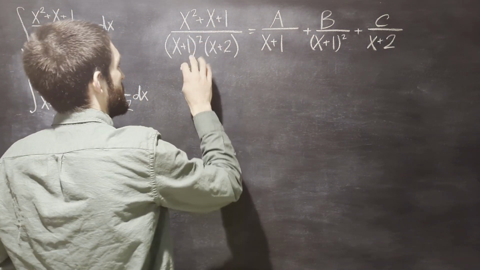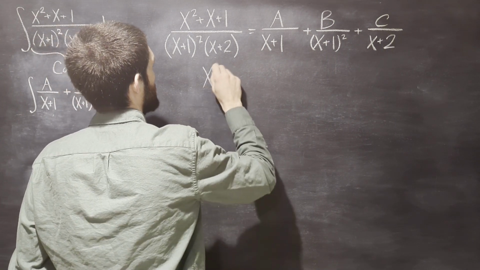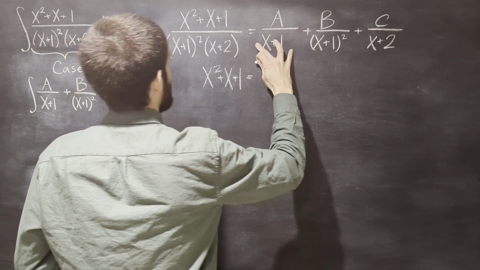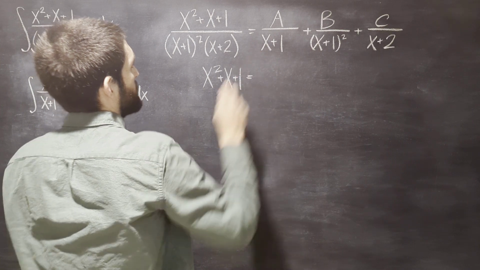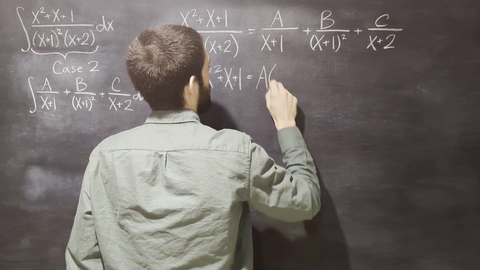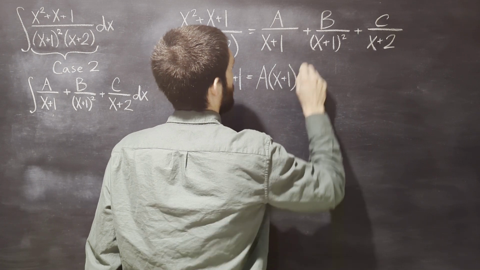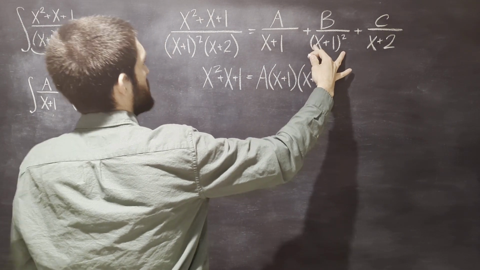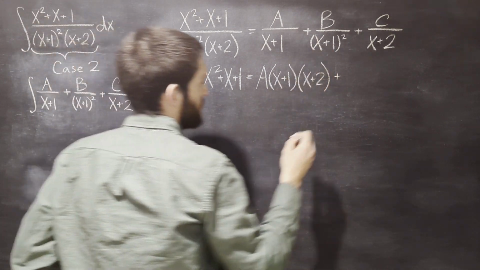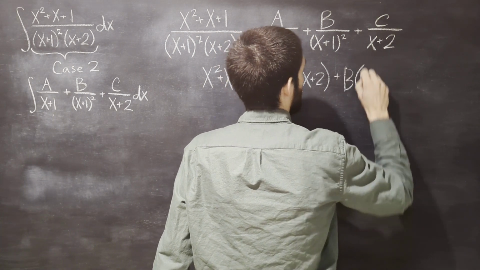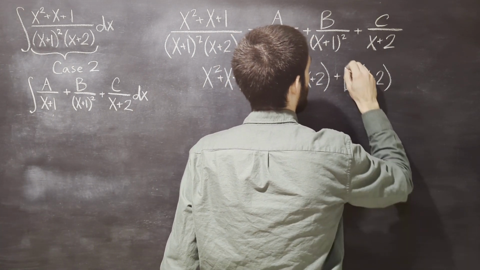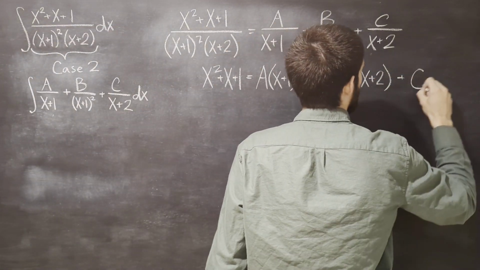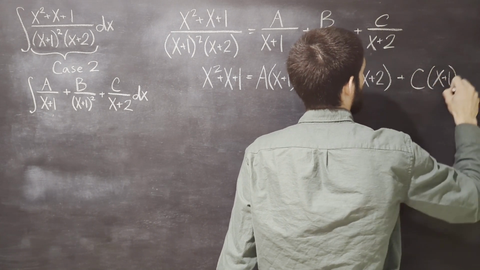Multiplying the left side by this denominator just gives us the numerator, which is x² + x + 1. Multiplying this fraction by this denominator will cancel one of our x + 1's, giving us a times (x + 1) times (x + 2). Multiplying this fraction by this denominator will cancel both of our x + 1's, giving us b times (x + 2). And then multiplying this fraction by this denominator will cancel our x + 2, giving us c times (x + 1)².